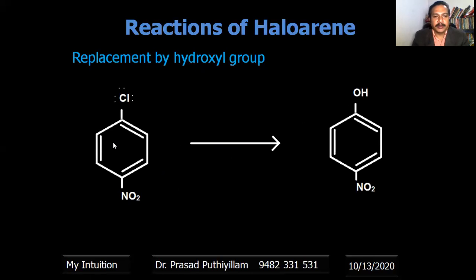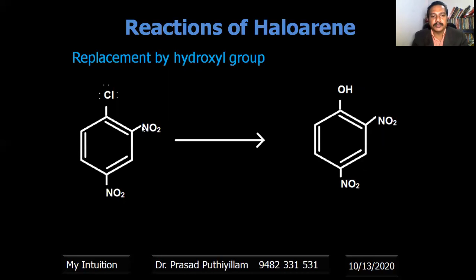If chlorobenzene has a nitro substitution at the para position, the corresponding alcohol is formed, and the conditions are a little less drastic compared to chlorobenzene as such: only 443 Kelvin with aqueous NaOH, followed by protonation. If there are more nitro groups, say NO2 also at the ortho position, so dinitro, the conditions required to get the corresponding alcohol decrease further. It becomes 368 Kelvin followed by protonation, and we get the product.